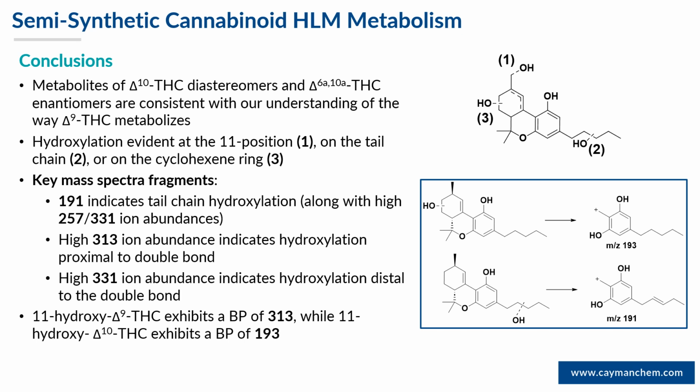Whereas if you have a high 331 ion abundance and a much smaller 313 ion, that seems to be indicative of hydroxylation further away from that double bond. And again, we know based on reference standards and literature that 11-hydroxy Δ9-THC has a base peak of 313 because of that allylic elimination, whereas 11-hydroxy Δ10 has a base peak of 193. And so these are the key ions you would look out for if you're analyzing samples that may contain semi-synthetic cannabinoids.